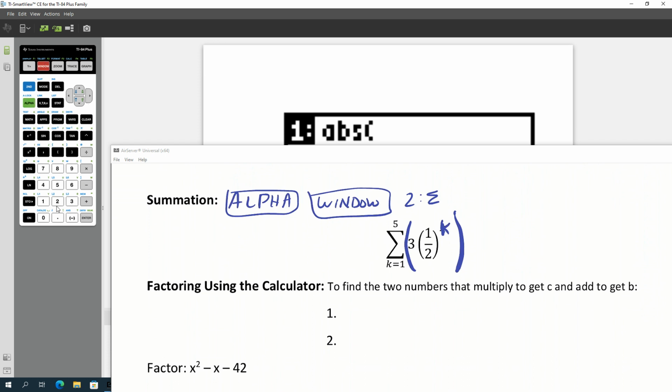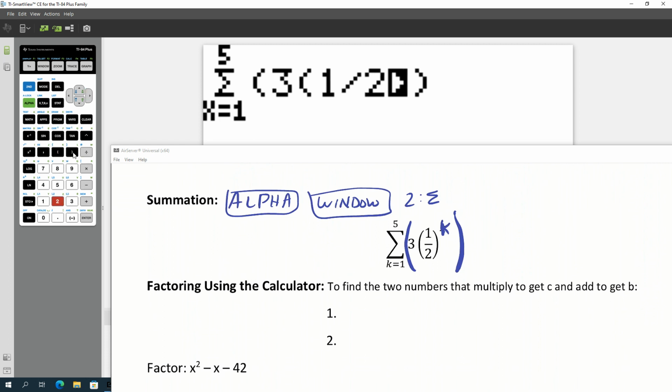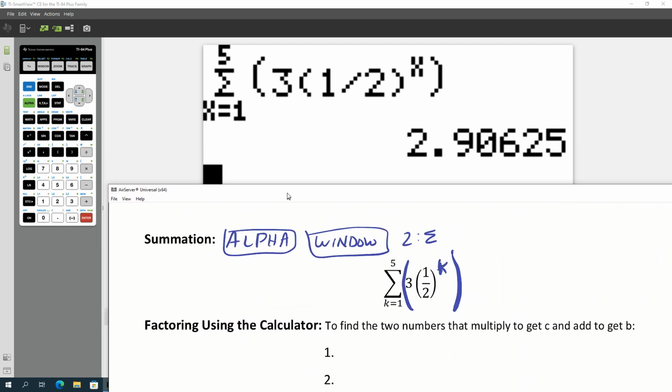So alpha window 2, and then you can use K if you want to, or you can use X. So inside their parentheses, you do 3 open parentheses 1/2. You do your own close parentheses, raise to the X or raise to the K, whichever variable you use. And you can either get that number or that number as a fraction.